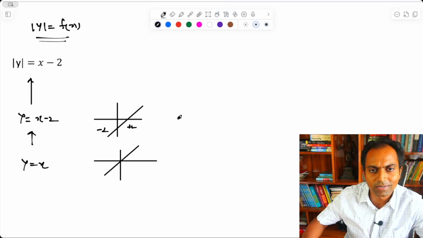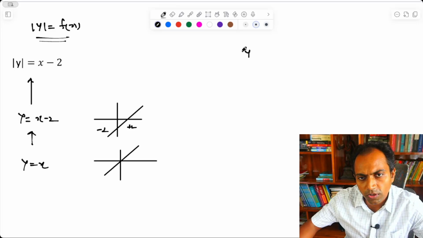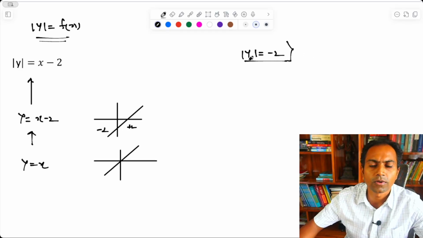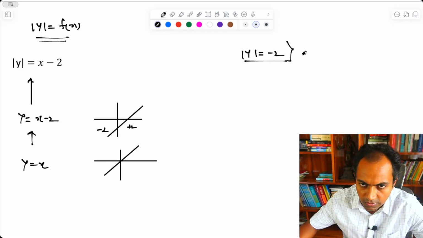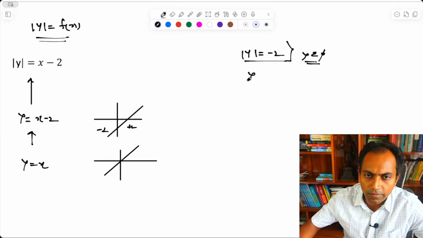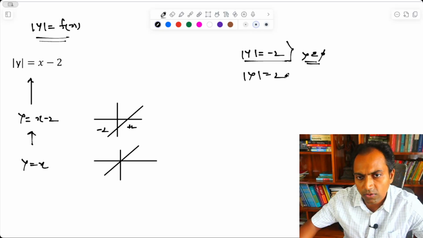See, understand this. If I put modulus of y is equal to minus 2, what happens at 0? You can see that corresponding to this, there would be no value of y, because modulus can never be negative. So, in this case, you will get nothing. So, y belongs to null set. This is impossible. Wherein, if it becomes a positive value like 2, in this case, you will get two answers. y can either be equal to plus 2 or y can be equal to minus 2.